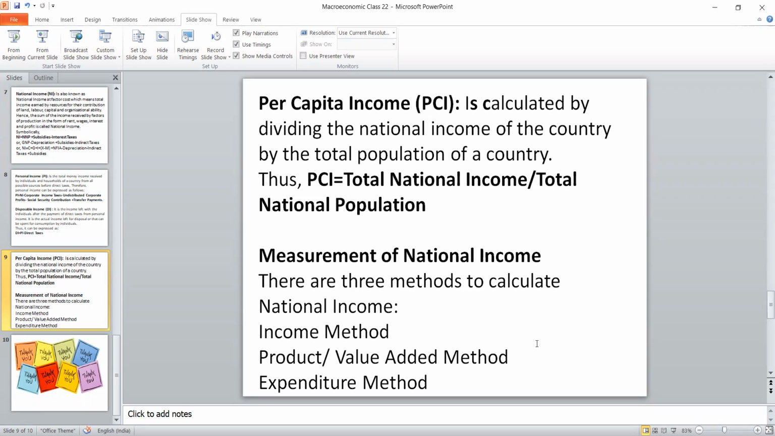Finally, instead of income or physical product, it is better to calculate with the expenditure. How much expense is met by the country? Then it is also a best method to calculate the national income. So there are three methods: the income method, the production method, and the expenditure method.